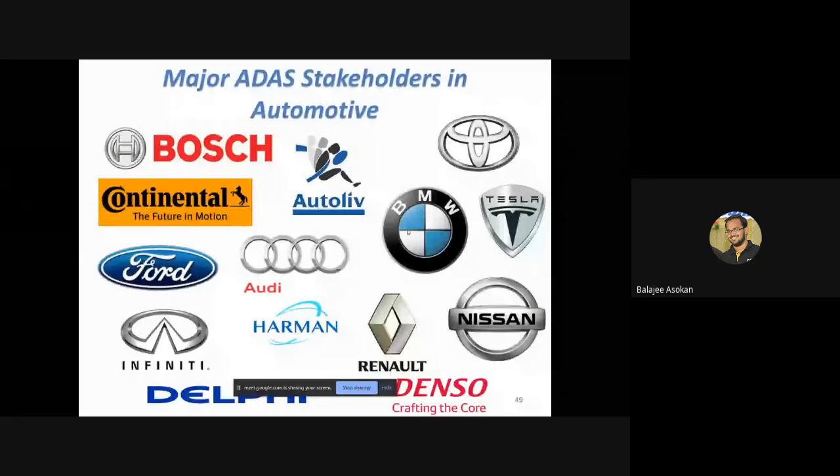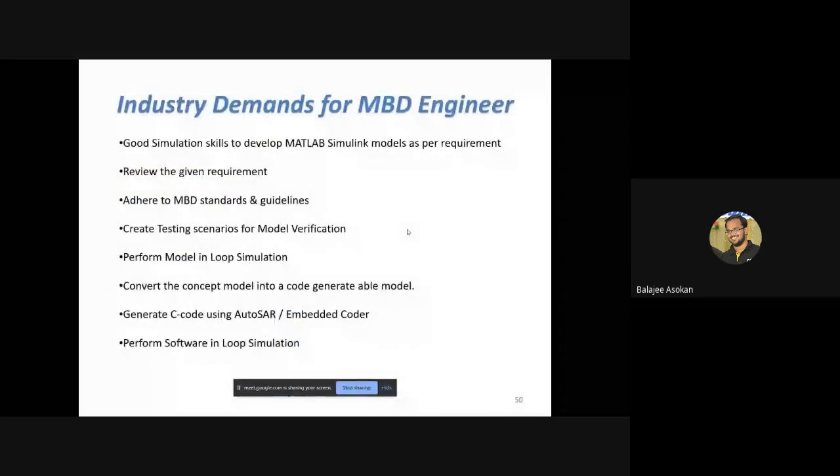The major ADAS stakeholders in today's automotive industry are companies like Bosch, Continental, Ford, Harman, Renault, Nissan, Tesla, BMW, and Delphi. In any project you take, most of the OEMs like Ford, Renault, Nissan, or Bosch have their development centers set up in Tamil Nadu in India. And for most of these companies, they have projects associated with advanced driver assistance systems.